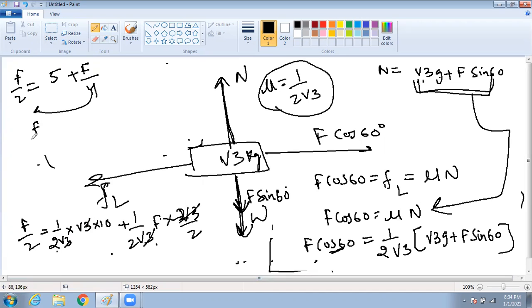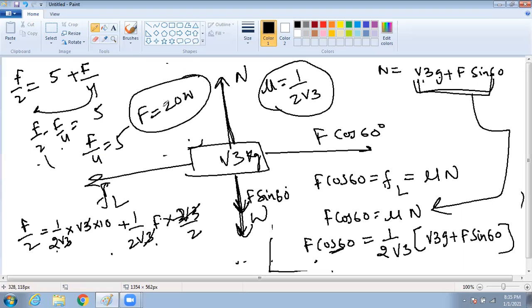Take this to this side. F by 2 minus F by 4 equal to 5. So this becomes F by 4 equal to 5. So F equals 20 Newton. So 20 Newton is the maximum force. If you give force till 20 Newton, the body will not move. The moment you exceed 20 Newton, if the question asks for the minimum force when the body will start moving, then you should say the moment you give more than 20, the body will start moving. Clear?